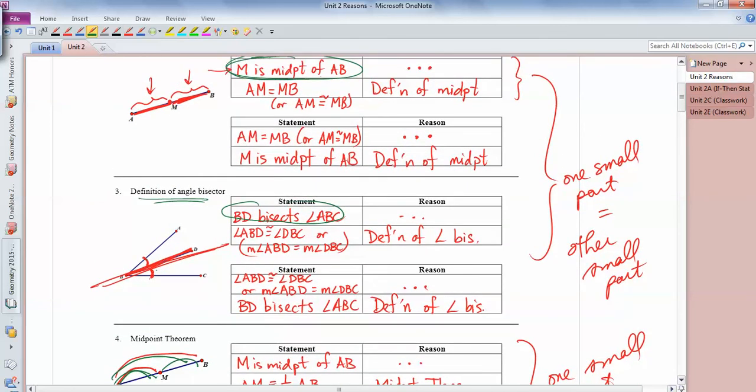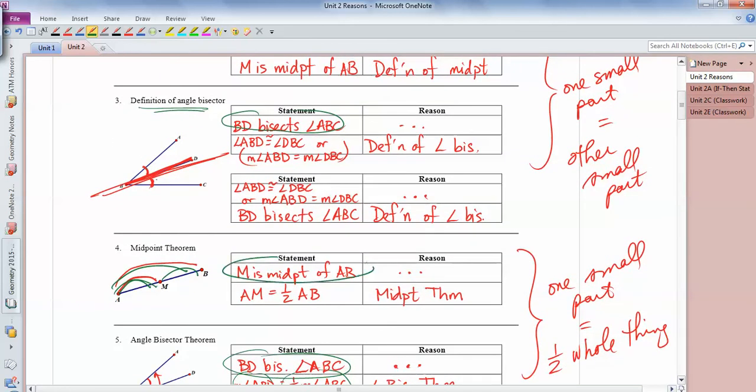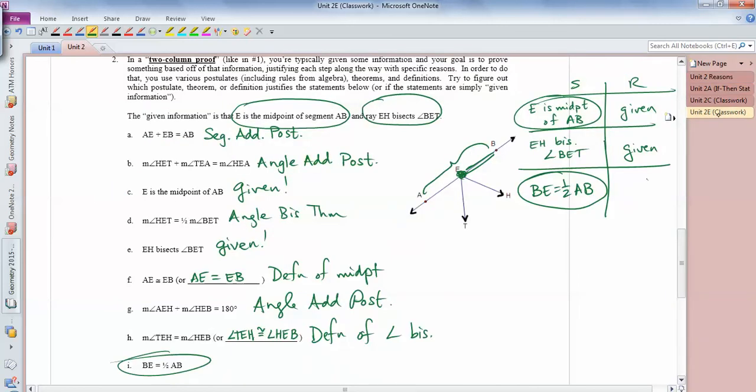Okay, if we come back to our reasons, one part is half of the whole. Well, this one says start with a midpoint, but one part equals the other part, not half of the whole. So if I scroll down a little bit, M is the midpoint, one part is half of the whole. That's because of the midpoint theorem. So back over here, midpoint theorem. These I think are a bit confusing for a lot of students early on, but the more we do it, I promise the easier it'll get.